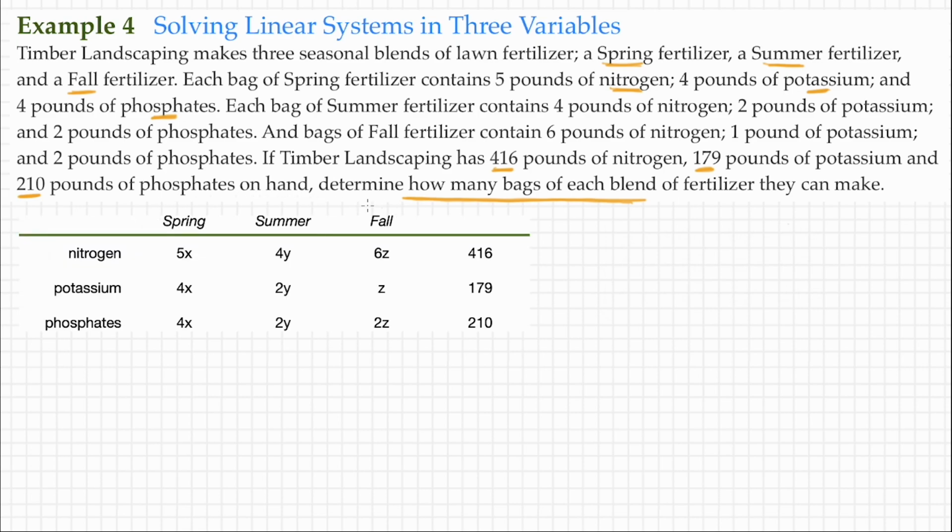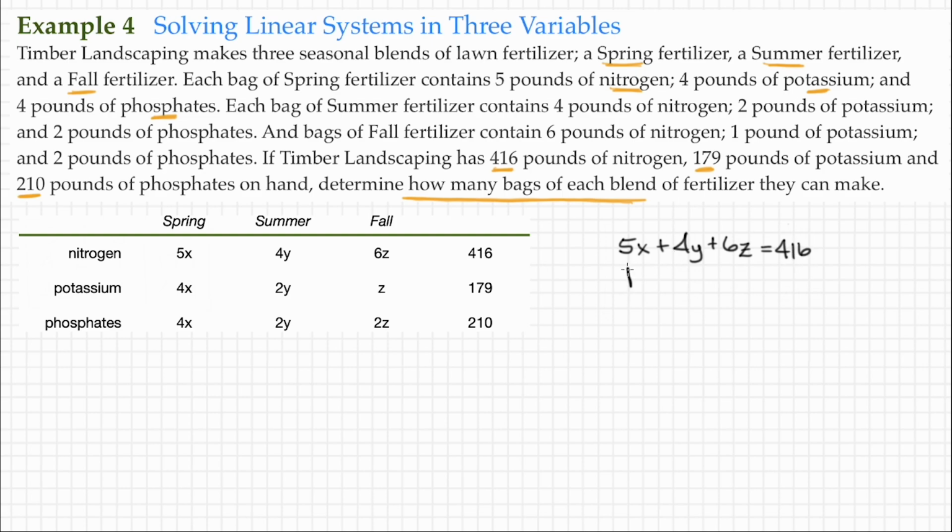So you can see we have our variables across the top here, creating these columns, and then each one of these rows is a linear equation that represents the relationship between the variables and the amount of each item. So now from here, we can go ahead and make our system of linear equations. So we're just going to put down 5x plus 4y plus 6z, remembering that x represents the spring fertilizer, y represents the summer fertilizer, and z represents the fall. And that's going to equal 416.